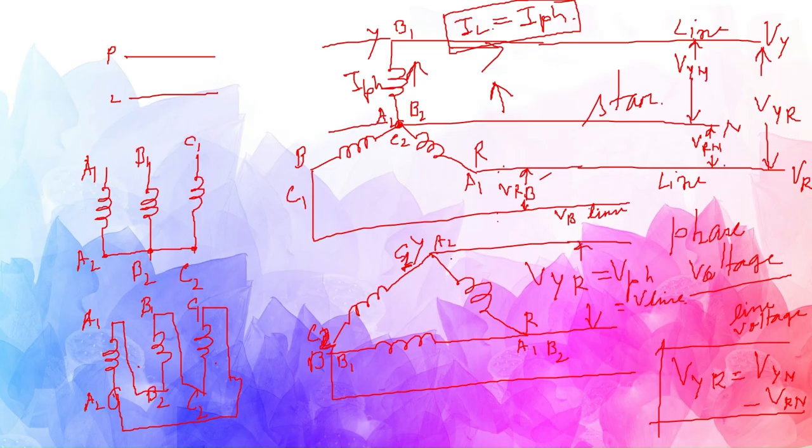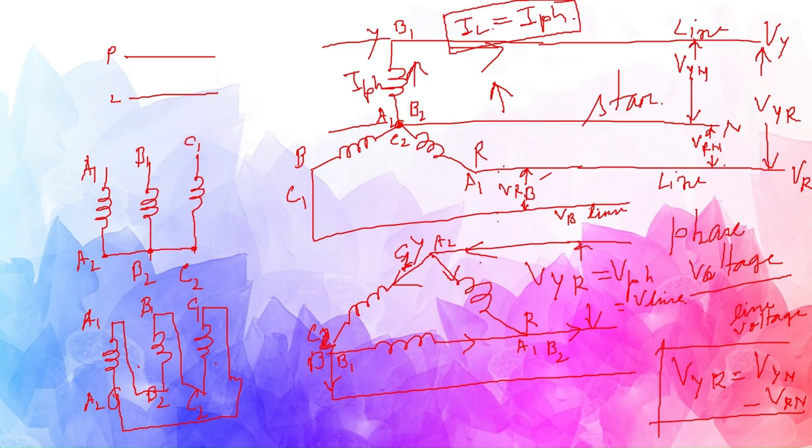Now in case of delta, what is the current? Let's say the current is flowing like this, right? It can be coming from here and going out from these two lines, and there will be different variations. So if it is like this, current is coming here and then it is going like this. So this will be the scenario, right?